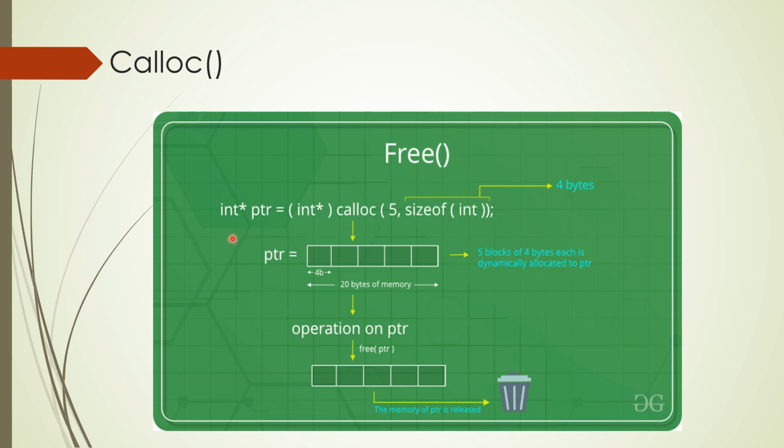The syntax of the calloc function is like this: int star ptr is equal to int star calloc(5, sizeof(int)). Here the first parameter shows the number of blocks you want to create, and the second parameter specifies the size of each block. In the malloc function, it is like 5 times sizeof(int), only one parameter, which indicates the size of the memory block. In the calloc function, there are two parameters. The first indicates the number of blocks, the second indicates the size of each block.